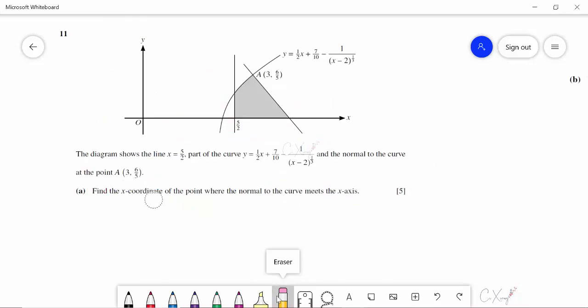So let us discuss question 11. They give you a diagram here and explain the value of x on the graph, point A, and also the equation of the curve. Then there's the normal to the curve at point A, which is this line. Here they want you to find the x coordinate of the point where the normal to the curve meets the x-axis. So they actually want you to find out this value.